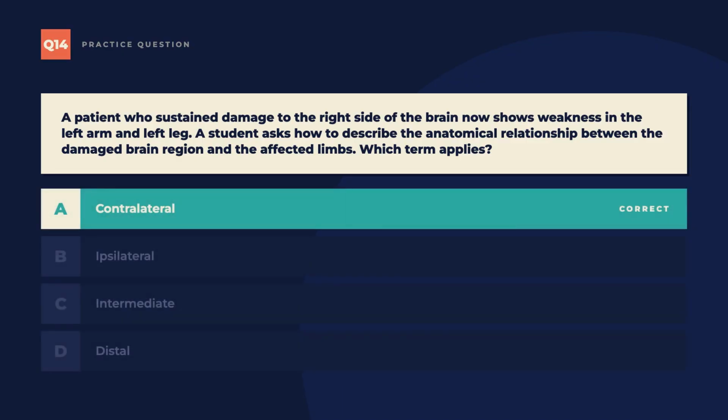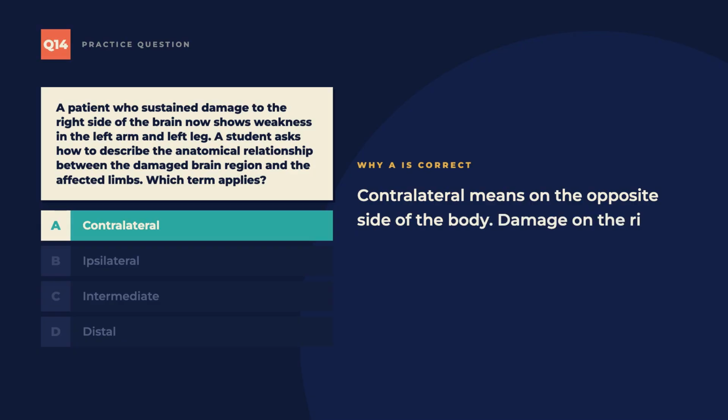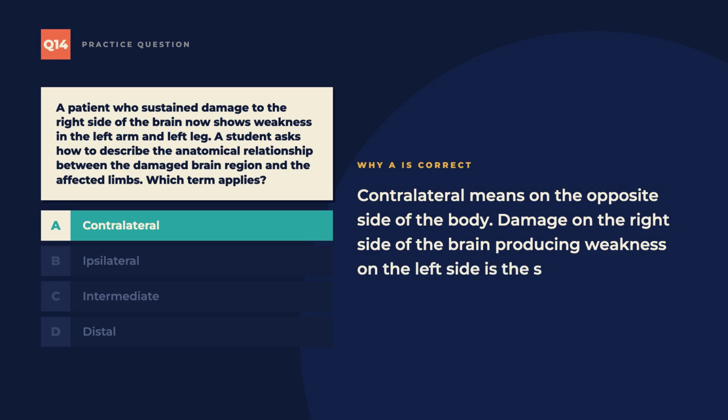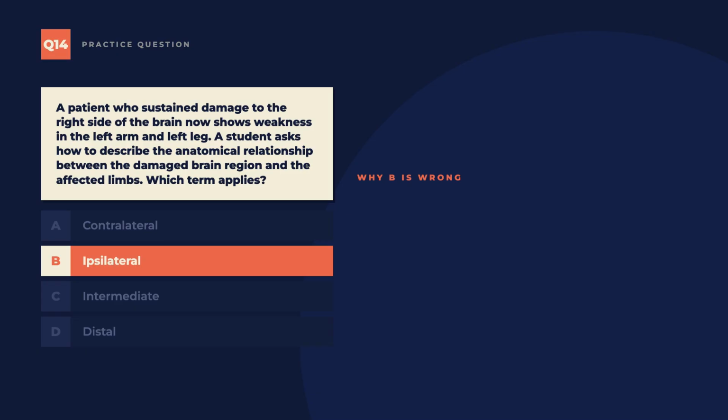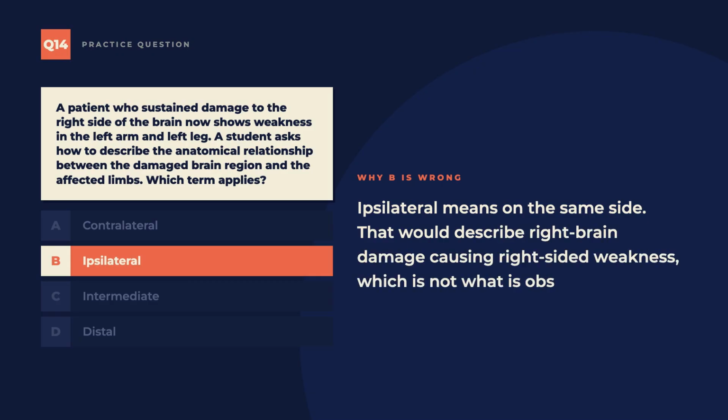The correct answer is A. Contralateral. A is correct because contralateral means on the opposite side of the body. Damage on the right side of the brain producing weakness on the left side is the standard contralateral pattern seen in neurology. B is wrong because ipsilateral means on the same side. That would describe right brain damage causing right-sided weakness, which is not what is observed here.